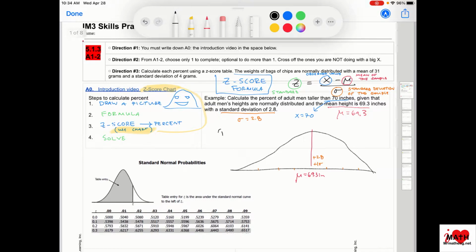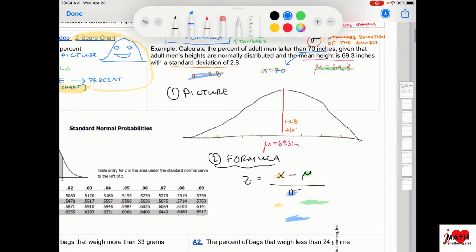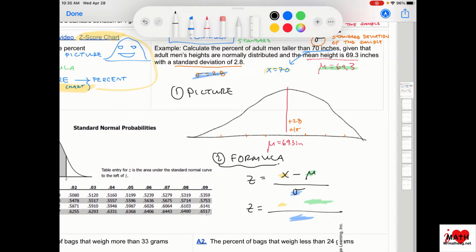Okay, so what did we just do? Number one, this is my picture. Check. Let's write down the formula. Here's our formula up here. z equals x minus the mean over the standard deviation. Okay, so my x value is 70. My mean value is 69.3. And the standard deviation is going to be 2.8. Okay, so let's just write in those values. x was 70, the mean was 69.3, and the standard deviation is 2.8.